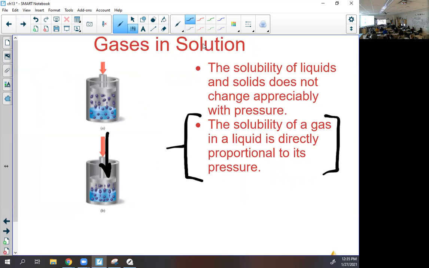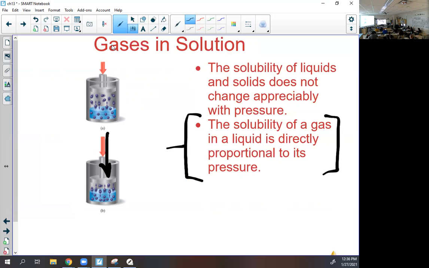So the solubility of liquids and solids do not change appreciably with pressure, but it will for a gas. You can learn everything you need to know about gases in liquids just by shaking a drink and opening it. So when our drinks bubble over, it's because you take the pressure off the top. We all hear that psh sound, all right? And that is releasing pressure that's above the liquid, and then all of a sudden the gas can come out. So the solubility of a gas in a liquid is directly proportional to the pressure above it.